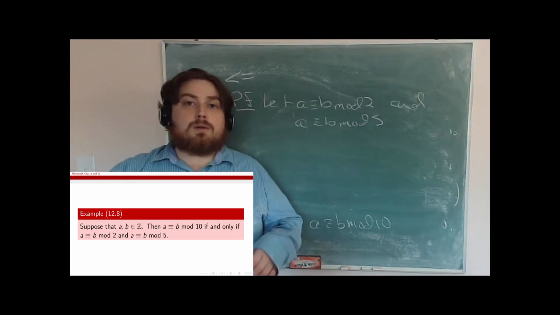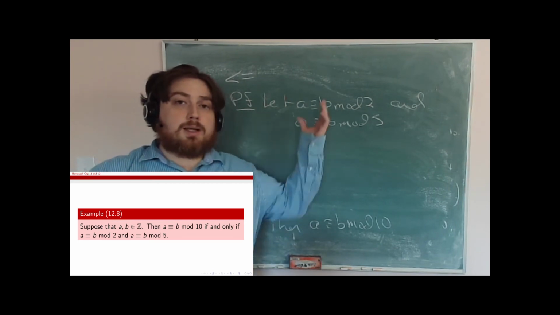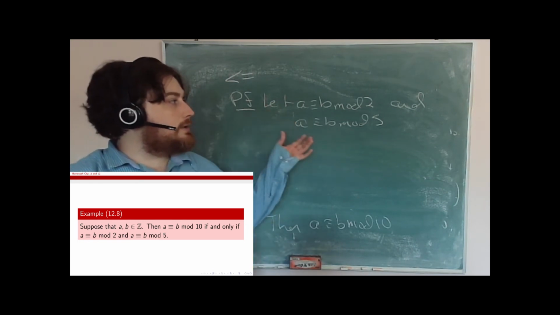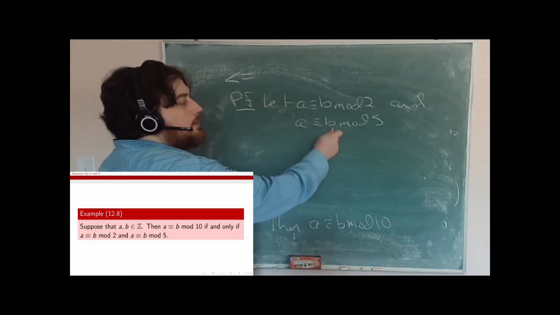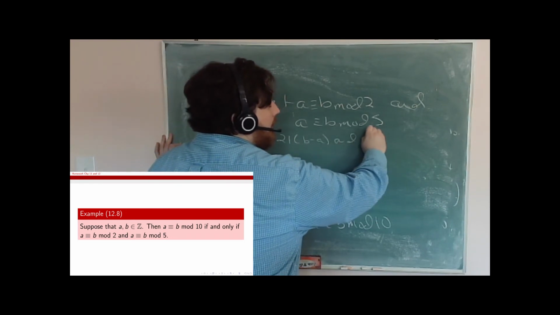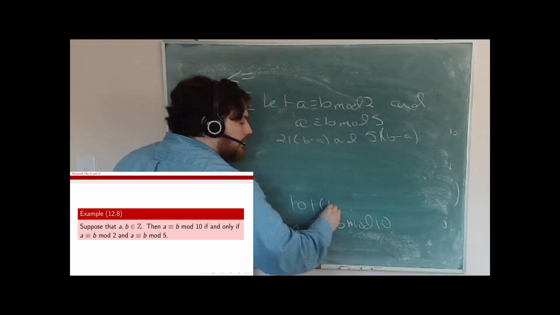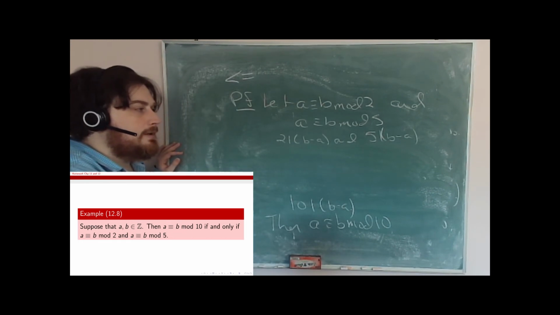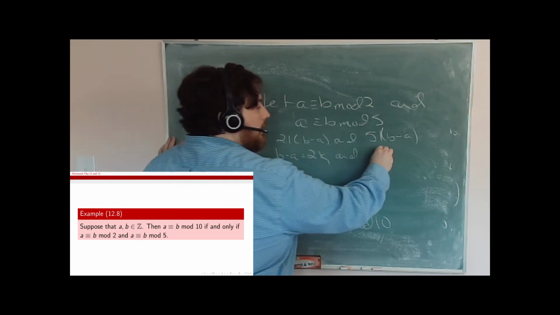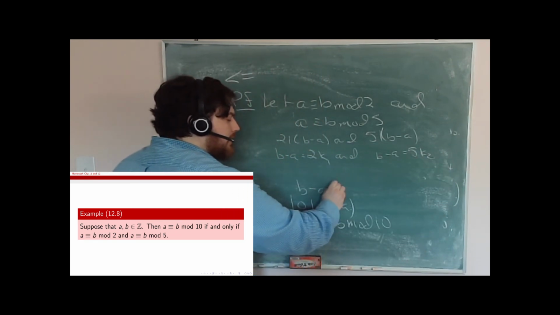Now that we've shown one direction, we have to show the other direction. So now we're going to say, suppose that a is congruent to b mod 2 and a is congruent to b mod 5. I have to show that a is congruent to b mod 10. Now I'm going to do this very similar to last time. Because a is congruent to b, that means that 2 divides b minus a, and 5 divides b minus a, because a is congruent to b mod 5. And I have to show that 10 divides b minus a. So, therefore, b minus a is 2k1, and b minus a is 5k2, and we have to show that b minus a is 10k3.